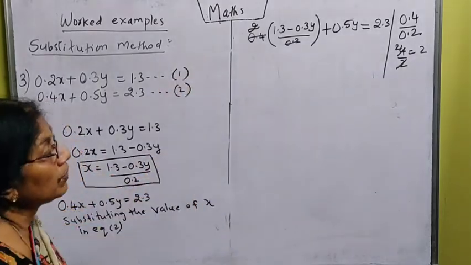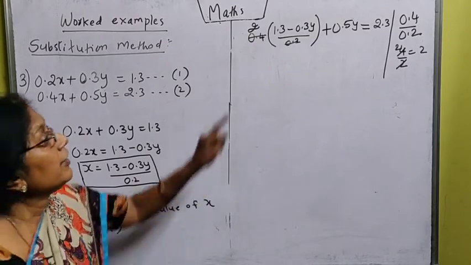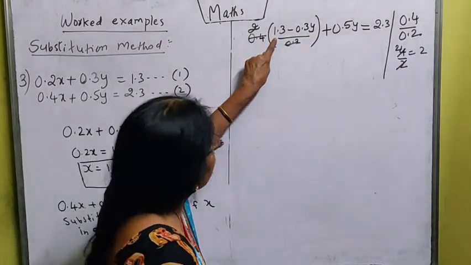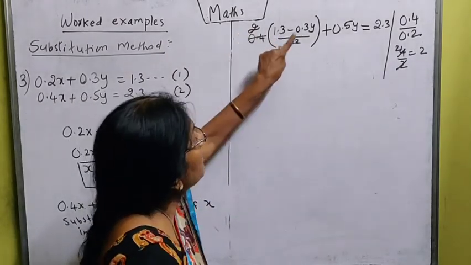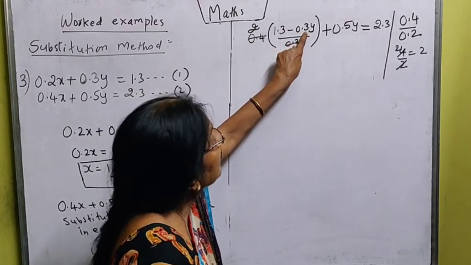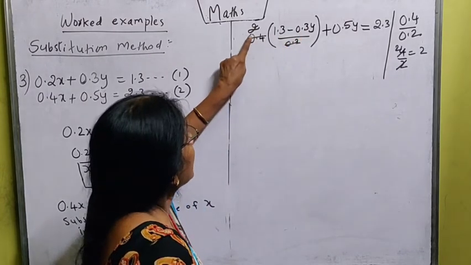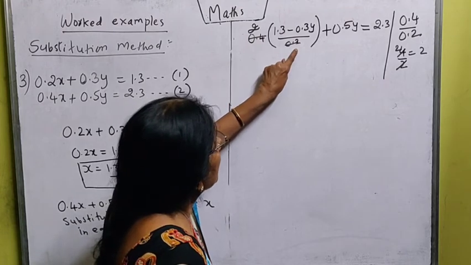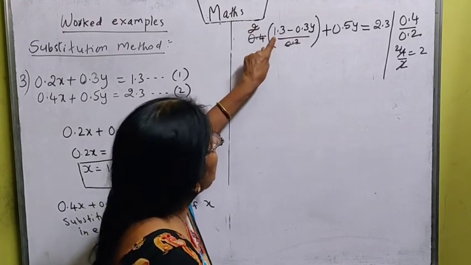So it became 2. Now what do I have to do? With the 2 I have to multiply 1.3, and with the 2 I have to multiply 0.3. See over here. There is no denominator now, so only 2 I should multiply with 1.3.